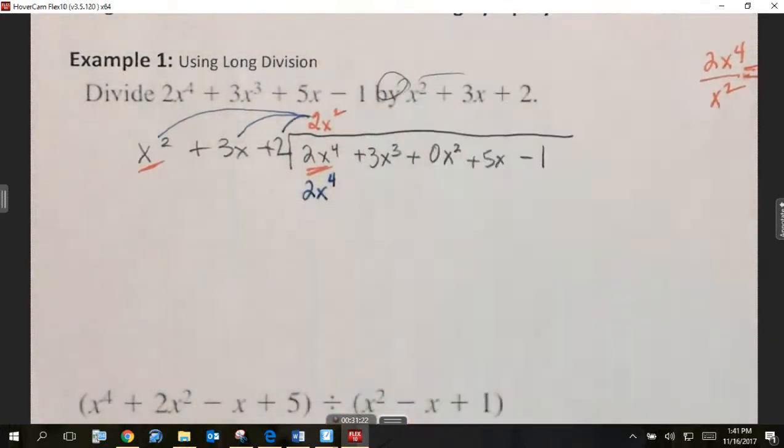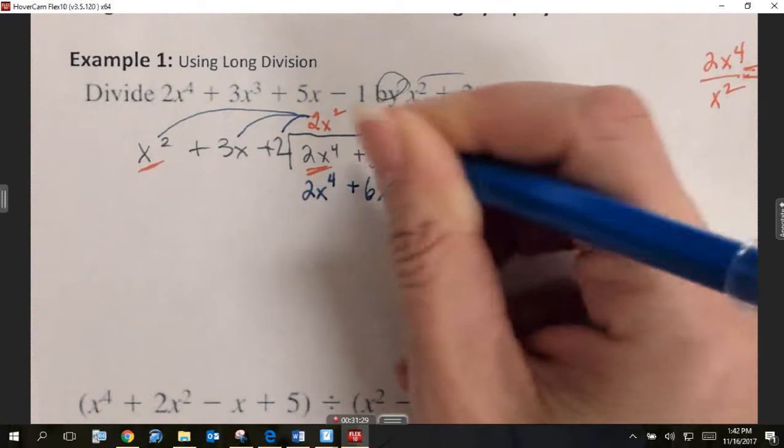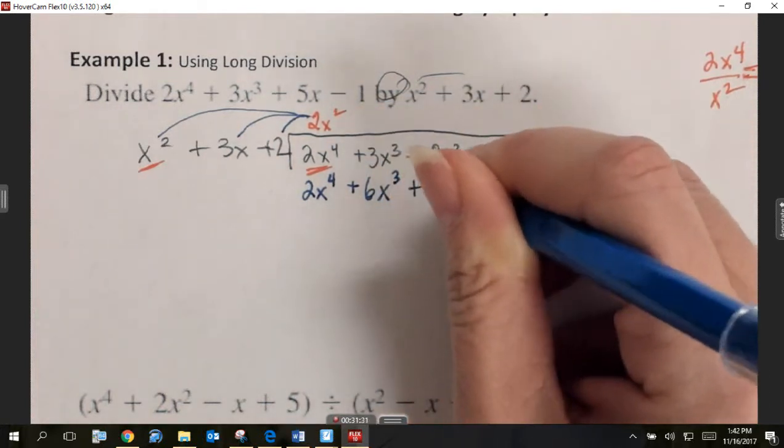2x to the fourth plus 6x to the third plus 4x squared.